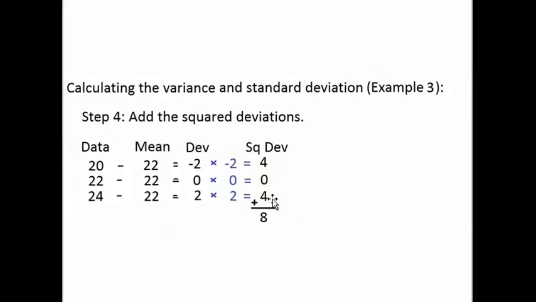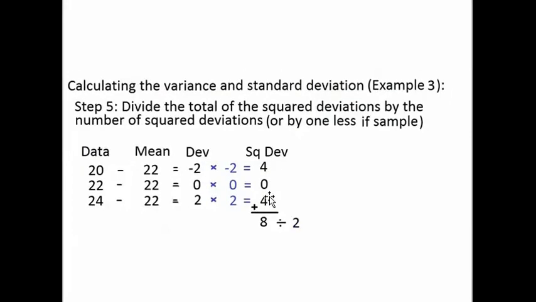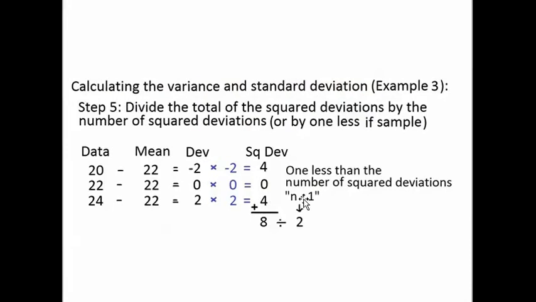When it's a sample, instead of dividing by the number of squared deviations, you actually divide by one less than the number of squared deviations. So if there's 3 numbers in this column, we divide by 2. This is actually called n minus 1. If we had 5 numbers in this column, we would divide by 4. And if there were 10 numbers in the column, we would divide by 9. We just have to divide by 1 less than the number of squared deviations.